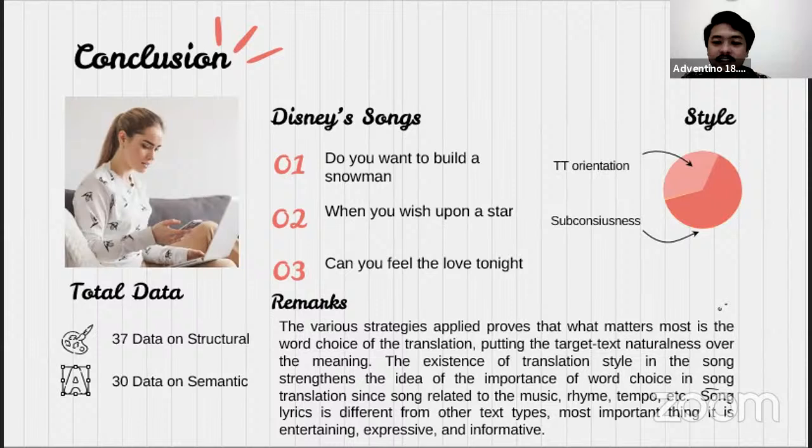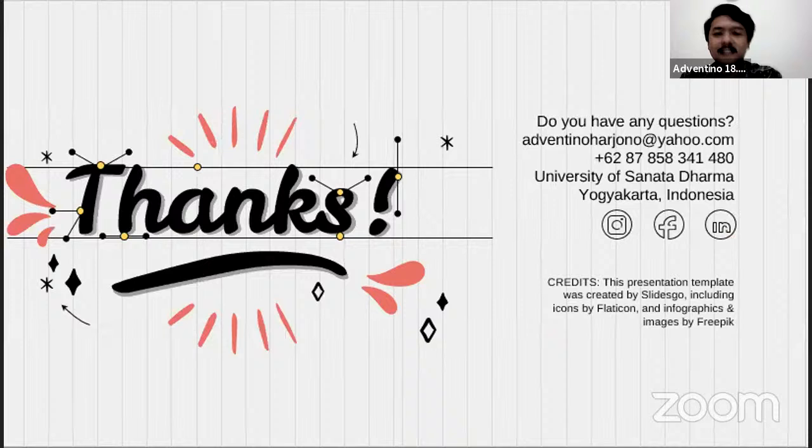The existence of translation style in the songs strengthens the idea of the importance of word choice in song translation, since songs relate to music, rhyme, tempo, etc. Song lyrics are different from other text types, and the most important thing is that they are entertaining, expressive, and informative. Okay, thank you everyone for listening to my presentation.